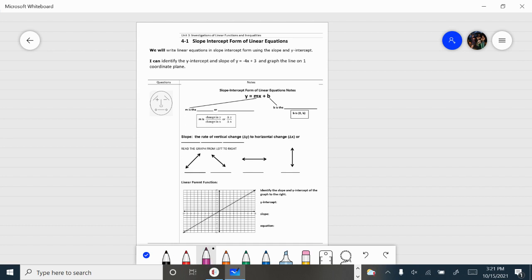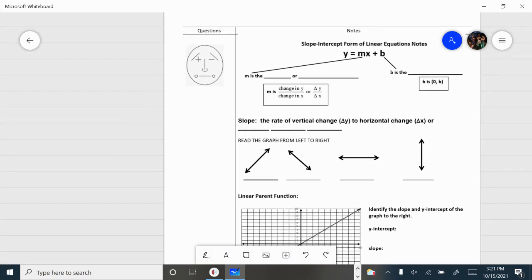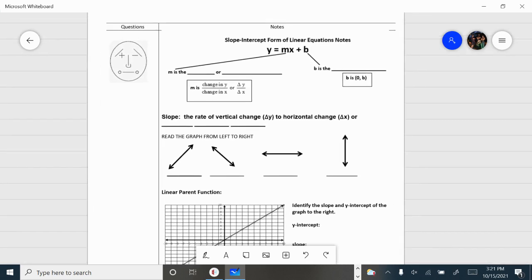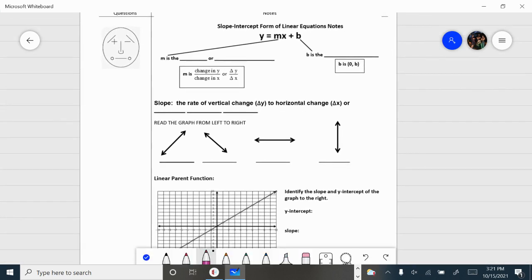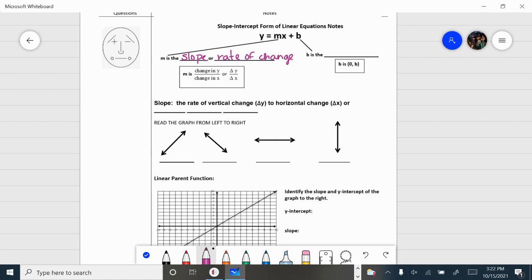M is going to be our slope or rate of change. And we've been talking about slope from graphs and from tables, from 2 points. So we've already familiarized ourselves with what slope is and with rate of change. Okay. So just as a reminder, it is your change in y over your change in x. Okay, or your rise over run.